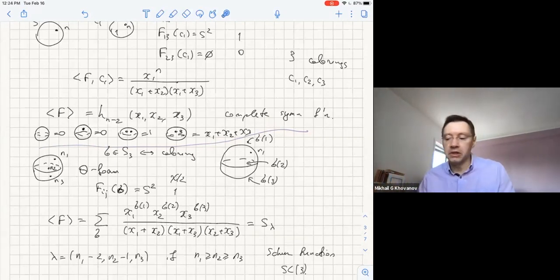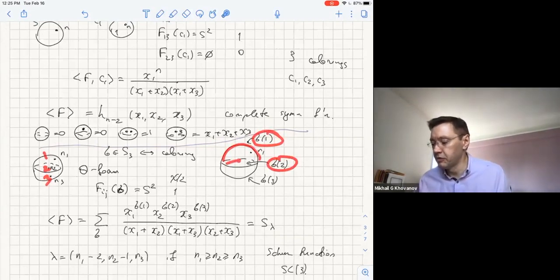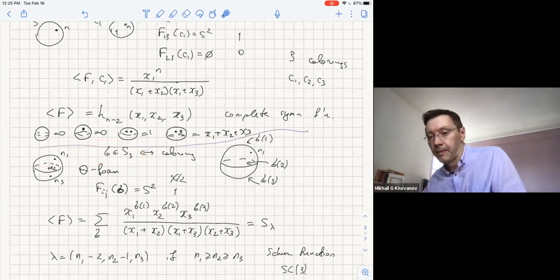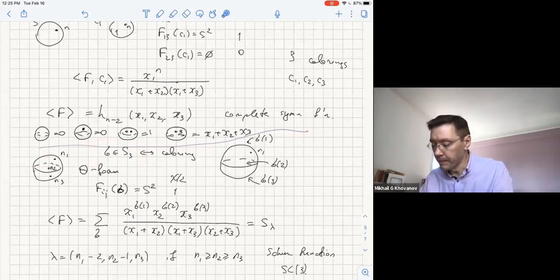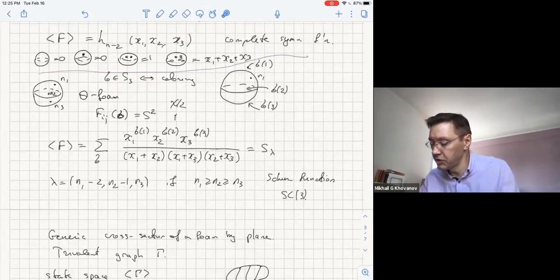So there are 6 possible colorings because we can color the top facet by one of the 3 colors. For the next facet, there are 2 colors left, and 1 color for the remaining facet. So there are 6 colorings. You can parameterize them by elements of the symmetric group S3. If this is facet 1, 2, and 3, then we can assign color sigma of 1 to the top facet, color sigma of 2 to the middle facet, color sigma of 3 to the bottom facet, where sigma is any permutation of 3. So it's just a way to enumerate all the colorings.